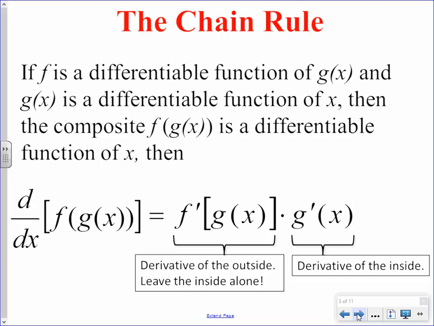So everyone stop writing right now. Let me explain this and then you can write it down, okay? We're taking the derivative of the composition, okay? We take the derivative of the outside function, leaving g inside, and then we multiply it by the derivative of that inside function. Okay, write it down.